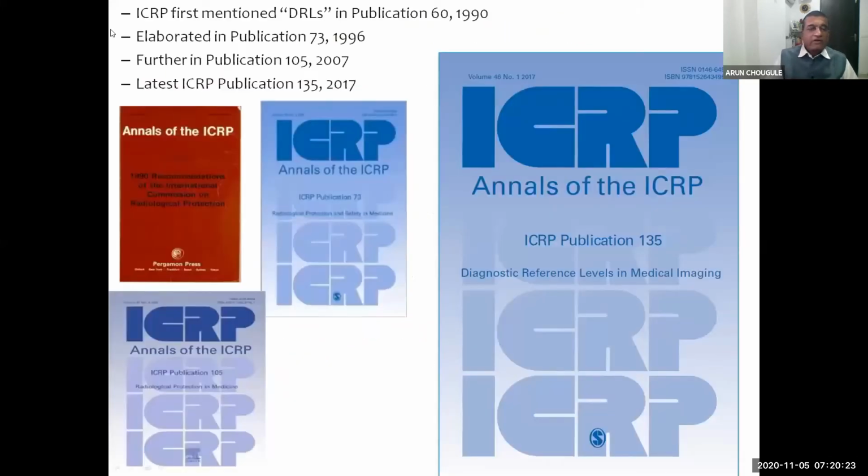As I just talked about, the concept of DRL was published in ICRP report number 60 in 1990, but an elaborated publication from ICRP came in 1996 about DRL, and further publication 105 came up about that. The latest ICRP publication devoted to diagnostic reference levels in medical imaging, report 135, came in 2017, which I will be referring to. This report gives you all the details: what quantity you should use, how to set a DRL, national DRL, regional DRL, local DRL, or intra-country DRLs.